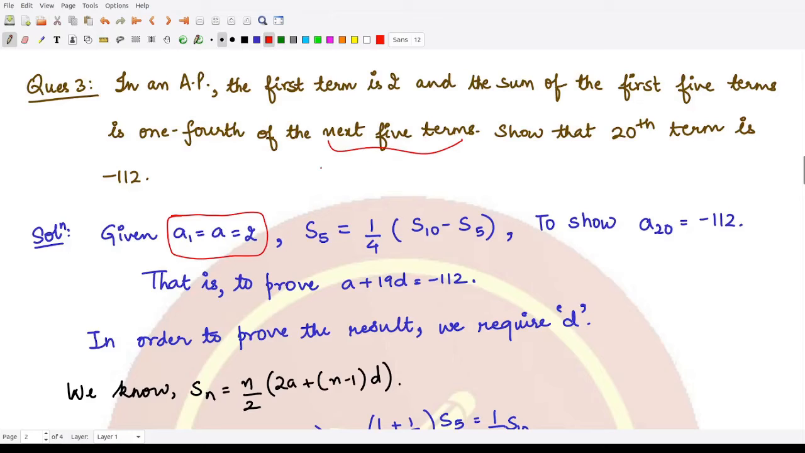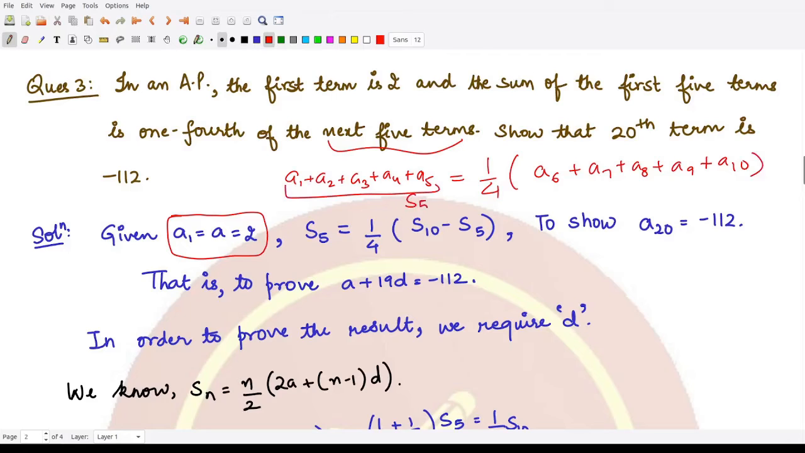Now by the next 5 terms they are saying A1 plus A2 plus A3 plus A4 plus A5, the sum of the first 5 terms, is equal to 1/4 times the sum of A6 plus A7 plus A8 plus A9 plus A10. Correct? Now you know what this is? This is S5. But what is this? This is not S10. So how can we obtain this expression?